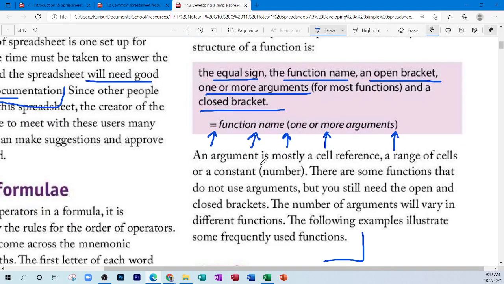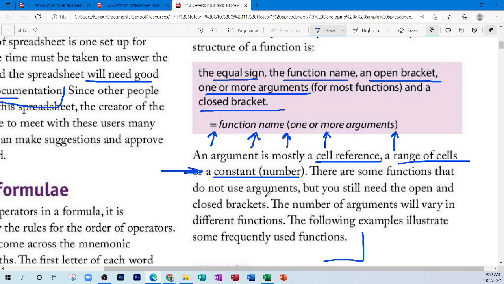That is the general structure. Now, what is the argument? The argument is basically a cell reference, A1, A2, A3, whatever the cell is, or it could be a range of cells, A1 to A5, B1 to B5, or it could be a constant number, maybe 5, 10, 100. Those are your arguments. It's basically what you want to calculate. It could be a cell reference with the value inside the cell, or it could be that constant number if you don't want to use the cell reference.